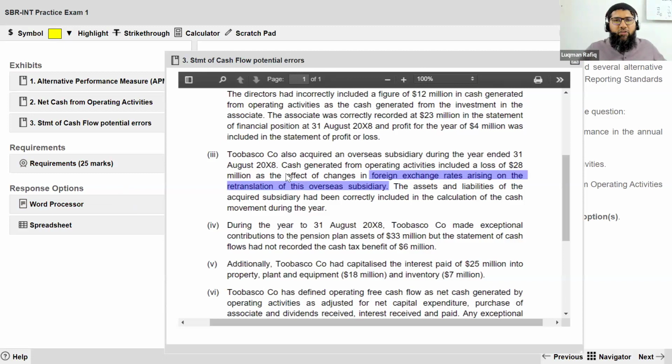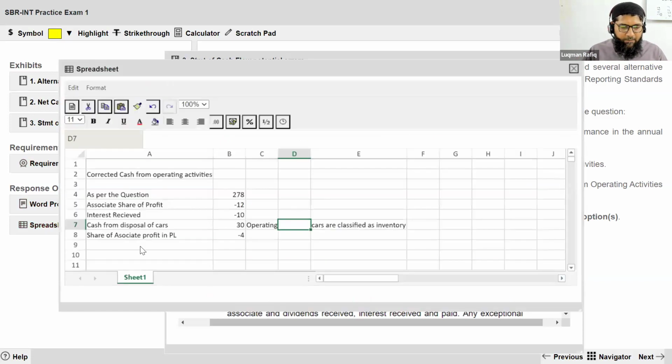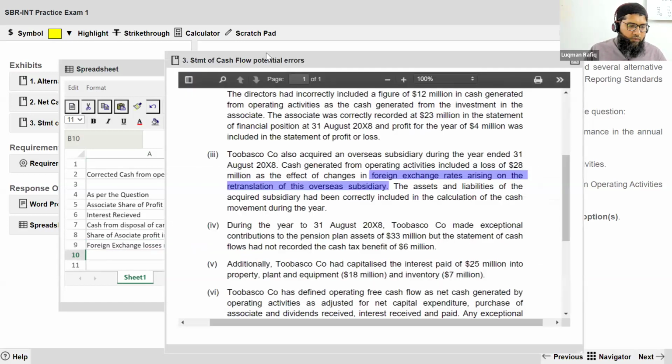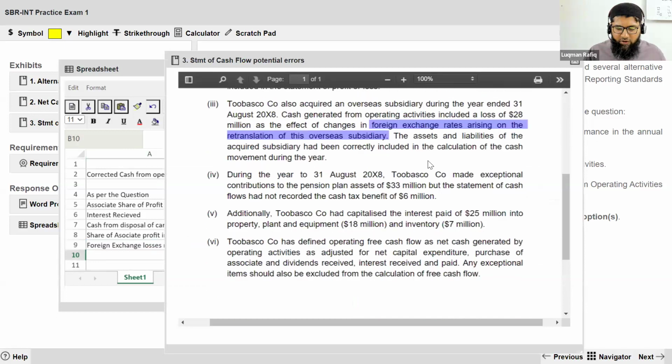It says that you have actually applied a different exchange rate, because of this there is a gain or loss. So what happens is that foreign exchange losses reversed 28, it needs to be added back, because what you have done is that you have removed it from the financials, you have recognized the loss, so we'll add it back.